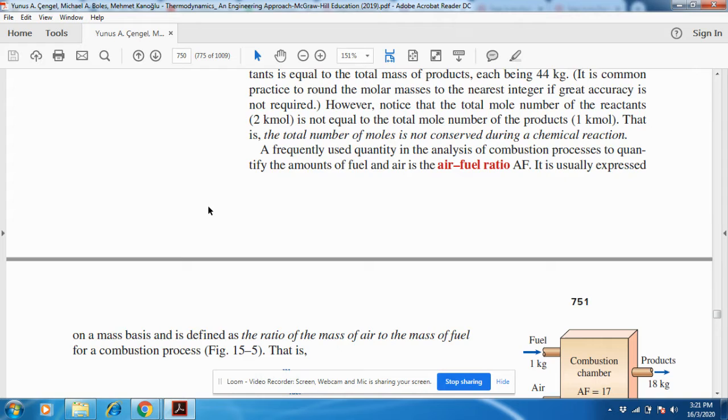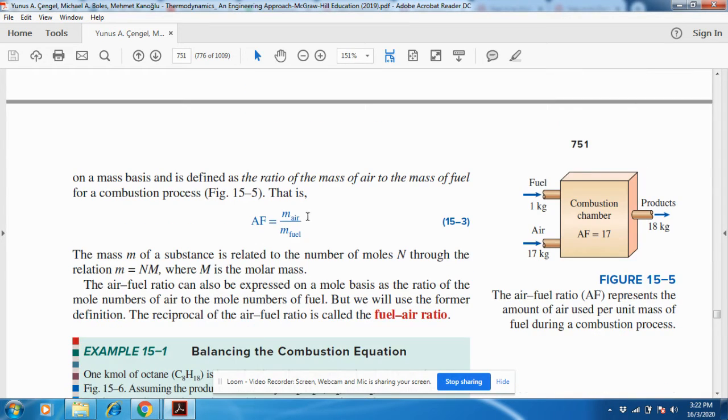There's one technical parameter which is called the air-fuel ratio. This air-fuel ratio is simply the ratio between the mass of air and the mass of the fuel. So this air-fuel ratio is the parameter which gives us this information: how much air is needed to oxidize 1 kilogram of that fuel.